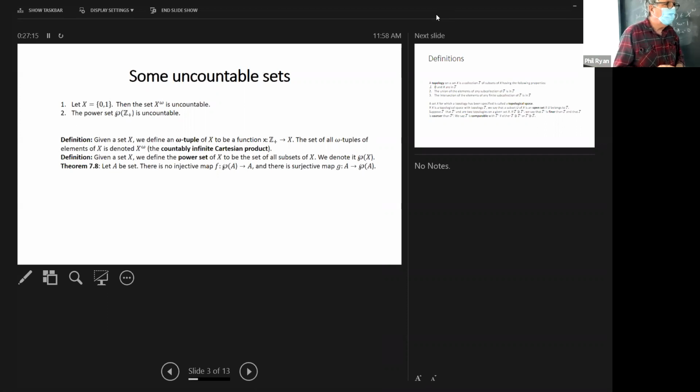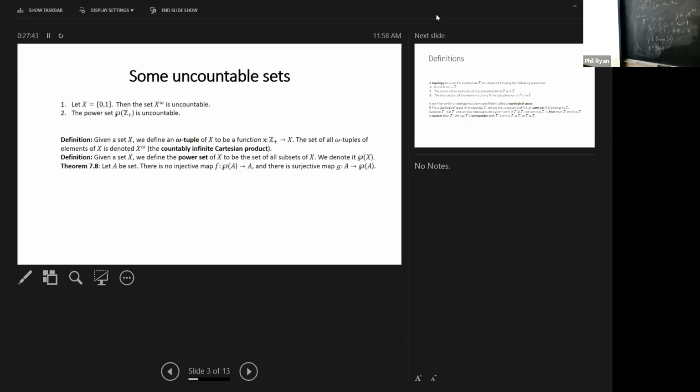The second thing, power set. So remember what the power set is? Given any set X, the power set of X is the set of all subsets of X, and it's denoted P of X. And the power set of the positive integers is uncountable.